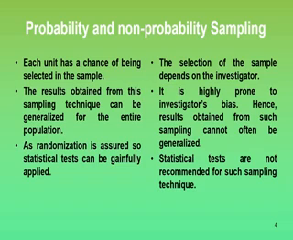Now let us look at probability sampling and non-probability sampling. In probability sampling, every unit has an equal chance of getting selected in the sample. So when you speak about a probability sample, each member of the population has a chance of appearing in the sample. The result obtained from this sampling technique can be generalized for the entire population. So the result can be generalized.